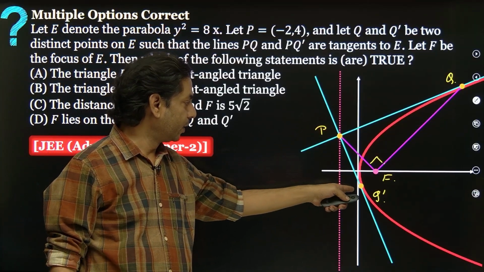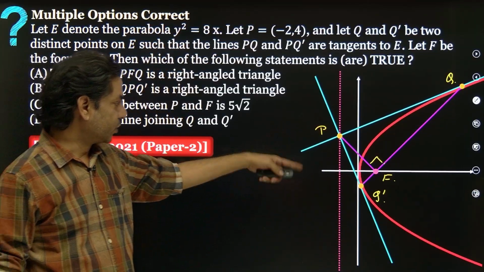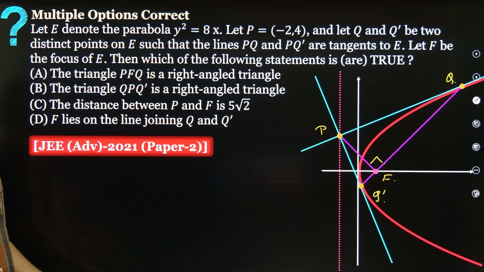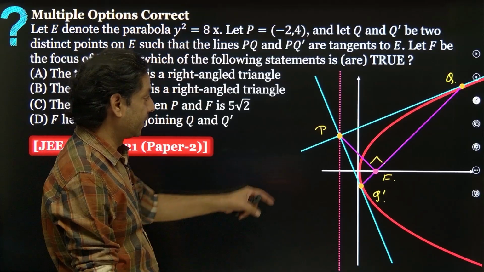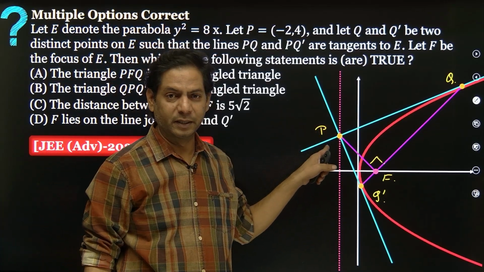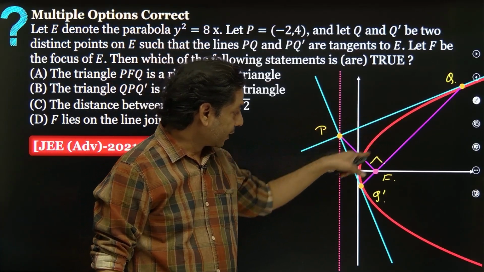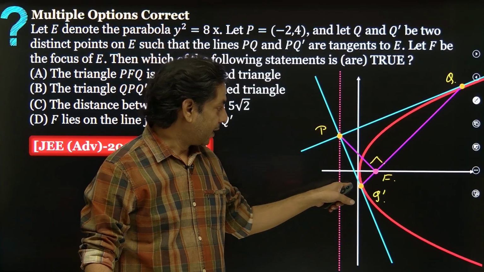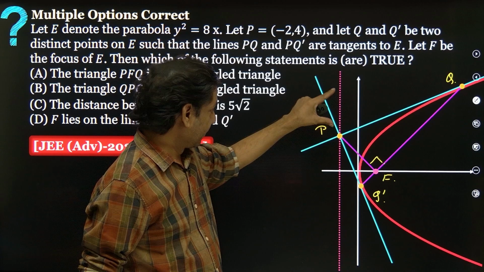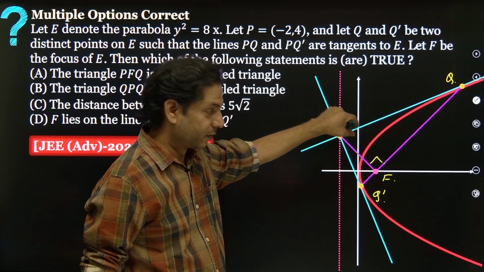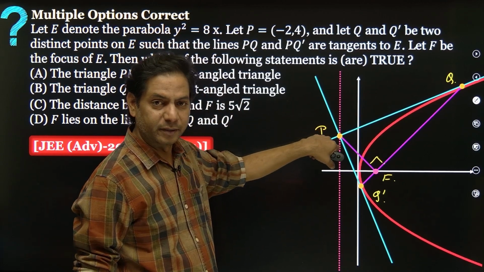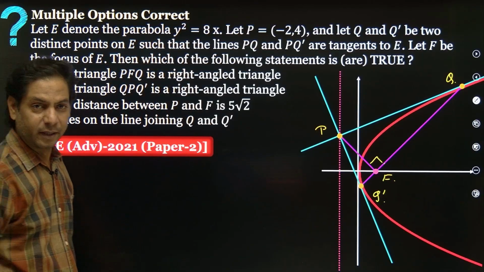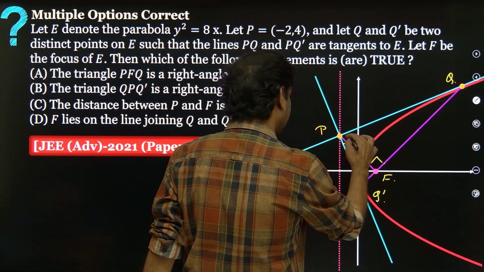Second one, the triangle QPQ dash. Let's complete it. This triangle we are talking about. Is this a right angle triangle? As we have drawn tangents to this parabola from a point on the directrix, the chord of contact, that is QQ dash, that is going to be a focal chord, and endpoints of focal chord subtends right angle at this point P. So obviously QPQ dash, that is also right angle triangle. This is 90 degree.